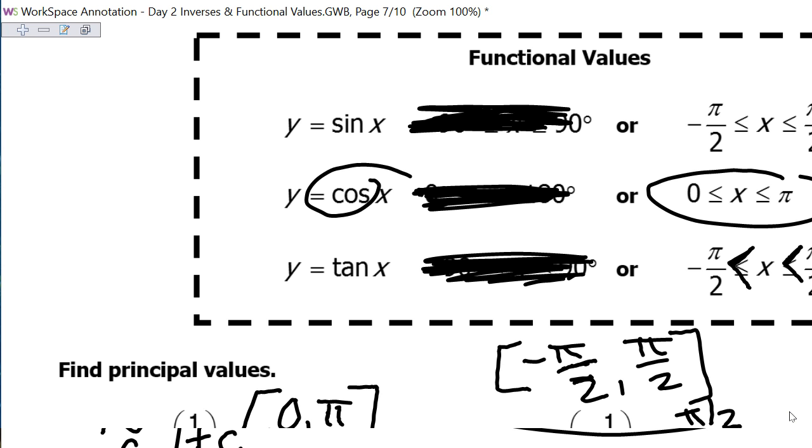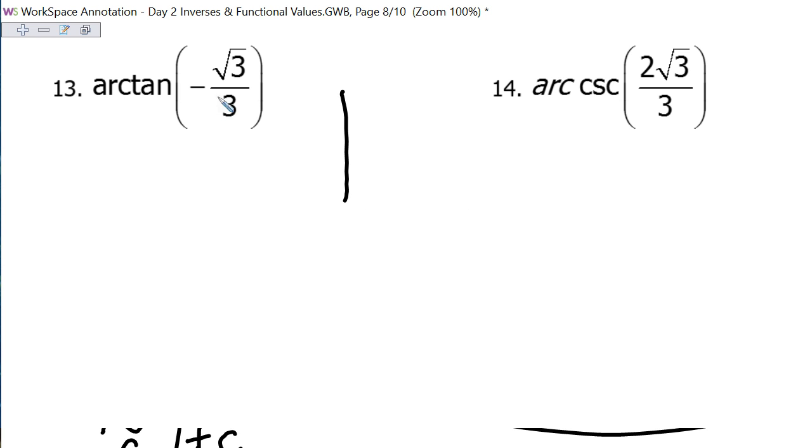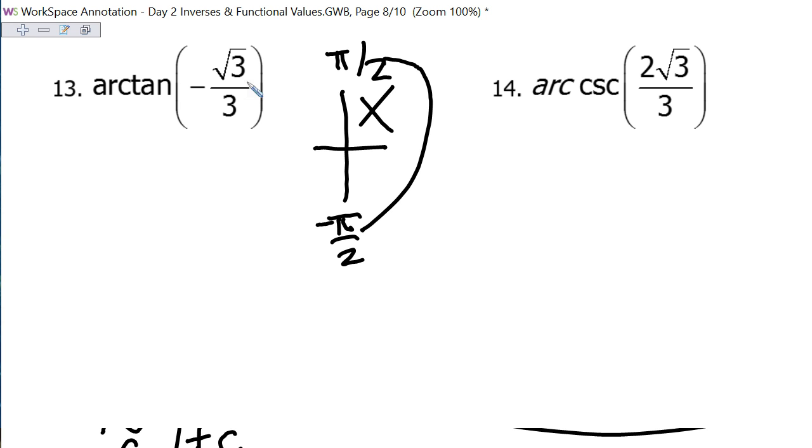Number 13, again, if we're talking about tangent, it is functional from negative pi over 2 to positive pi over 2. And if the tangent is negative, which one could it not be? Can't be in quadrant 1 because tangent is positive. And what would the reference angle be? It would be pi over 6, but if it's down here in quadrant 4, it would have to be negative pi over 6. So it can't be 11 pi over 6 because it's not between negative pi over 2 and positive pi over 2.